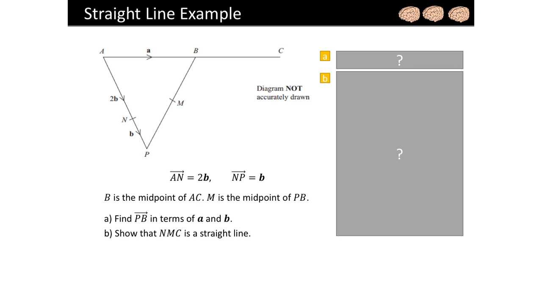So here is a typical straight line example question. So, B is the midpoint of AC. So what is this going to be? A half and a half. Okay? It doesn't tell us anything about n, but we know that this is 2/3 and this is 1/3, isn't it? Okay?